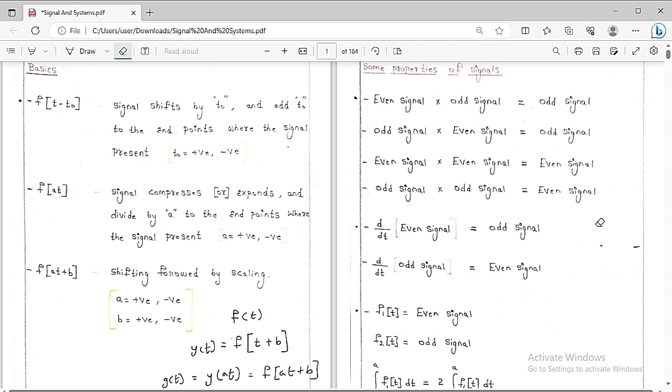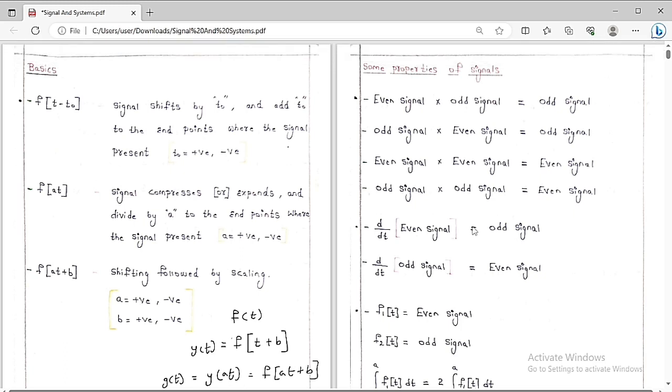So listen, you can write it in any way, but I will try to write in the standard notation. If I write in the standard notation, then you can easily understand. So listen carefully. Even signal means f of minus t is equal to f of t, then we say it is an even signal. If f of minus t is equal to minus f of t, then we say it is an odd signal. Basically, I have said it in the reverse fashion, but this is the actual statement.